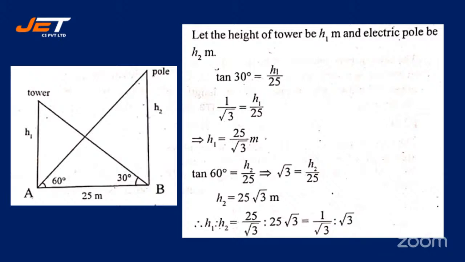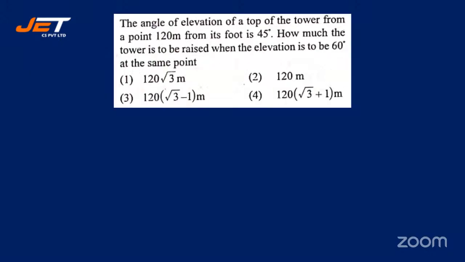Next, the other side, if you take it, is tan 60 is equal to opposite side by adjacent side, H2 by 25, which is root 3 is equal to H2 by 25. So H2 is equal to 25 into root 3 meters. So what is H1 is to H2? 1 by root 3 is to root 3. All right, students? Yes.